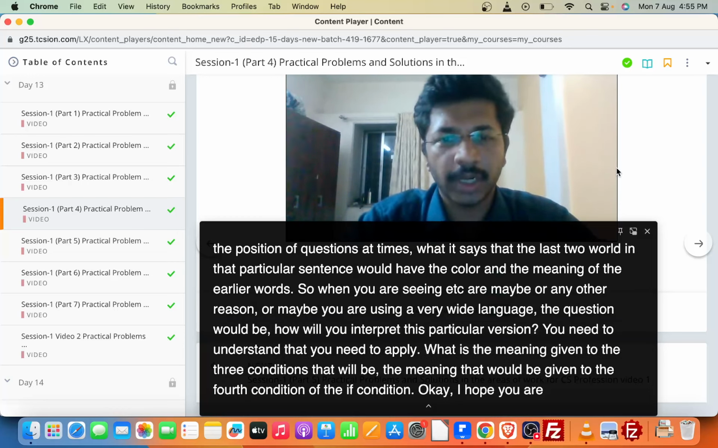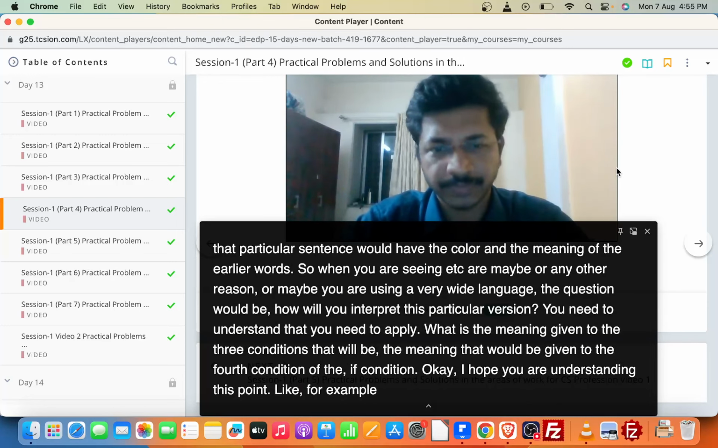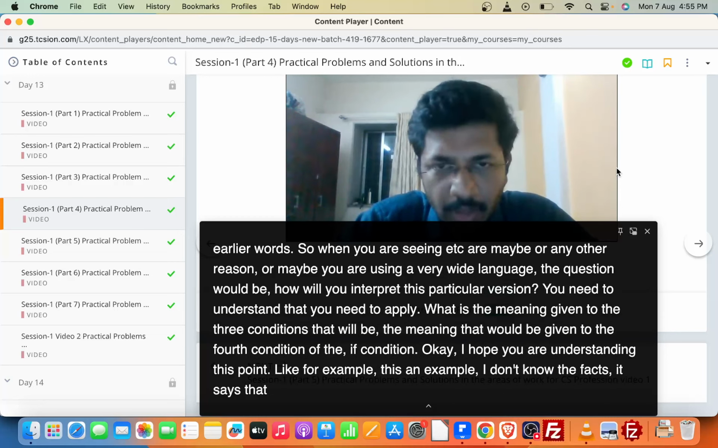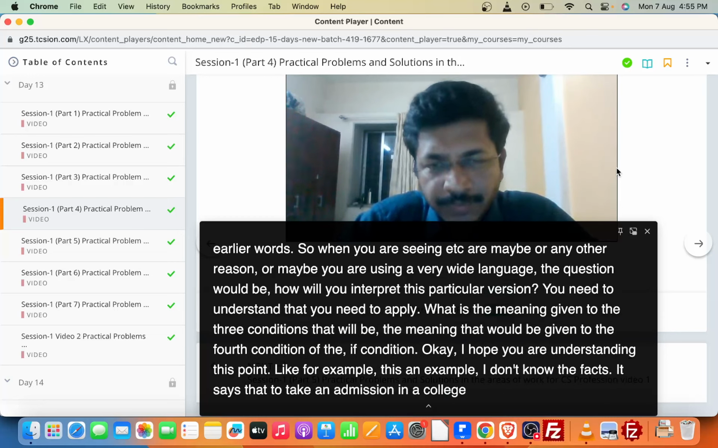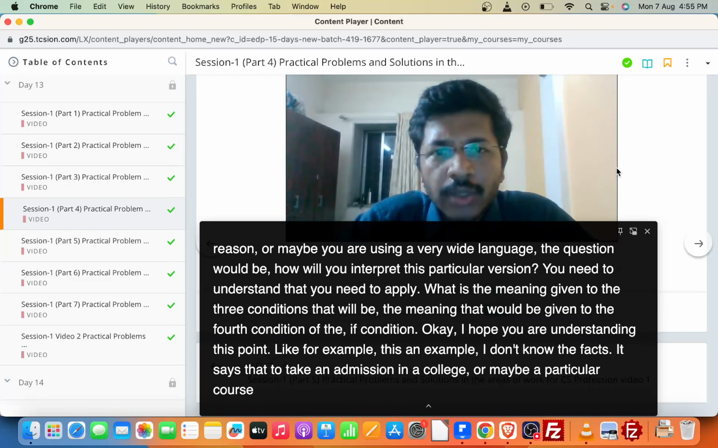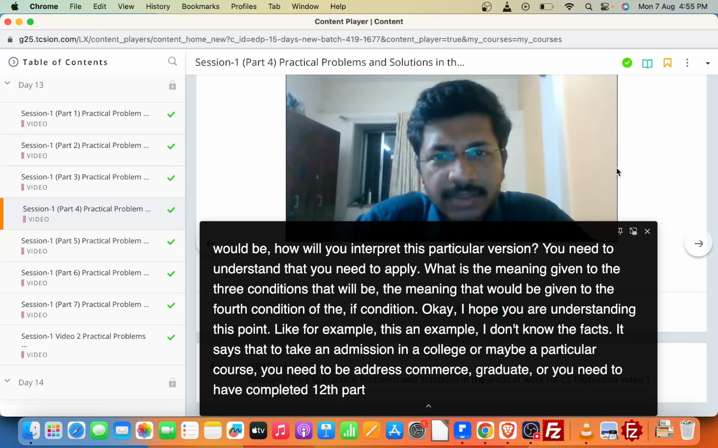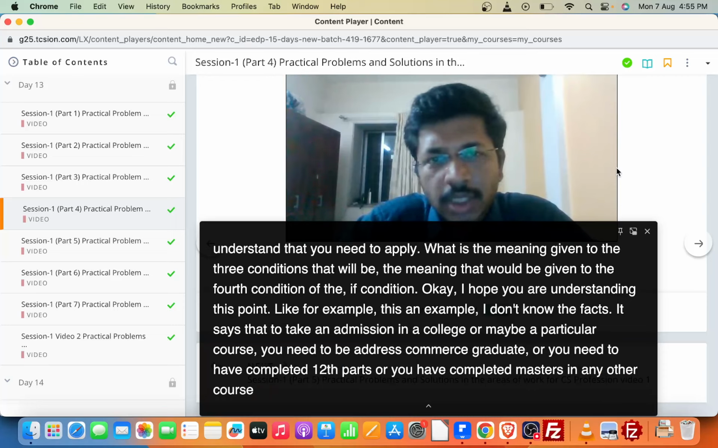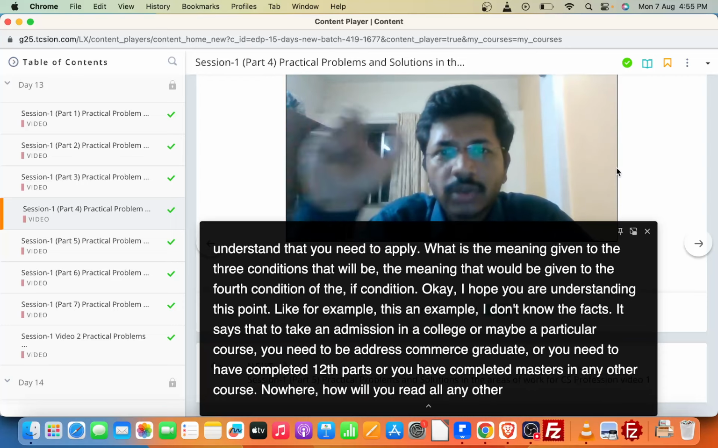Okay, I hope you are understanding this point. For example, just an example, I don't know the facts. It says that to take an admission in a college or maybe a particular course, you need to be a 12th commerce graduate, or you need to have completed 12th arts, or you have completed masters in any other course. Now how will you read on any other course?